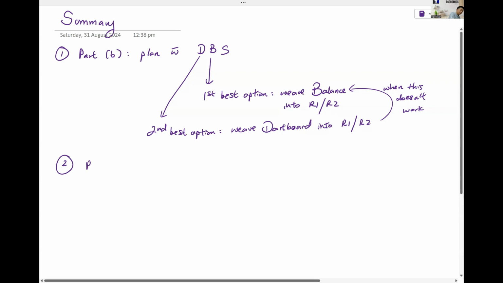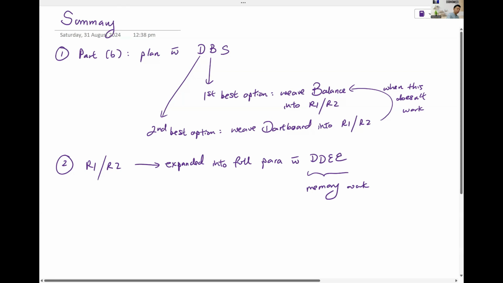And your second thing, R1, R2 should be expanded from an idea, okay, expanded into a full paragraph with two Ds, two Es. And this is telling you where your memory work lies. What you have to do for this week, other than catching up on sleep, right? Catching up with friends, a little bit, okay? Memory work. Because precision is very important, okay?